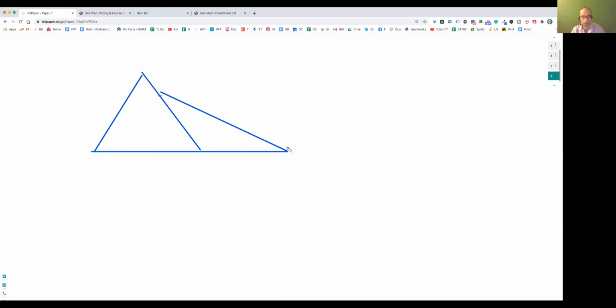Okay, here's the problem. Suppose you're given that this is 70 and this is 60, and then you're given this one is 30. So your task is to find this angle. This is given to be 30.